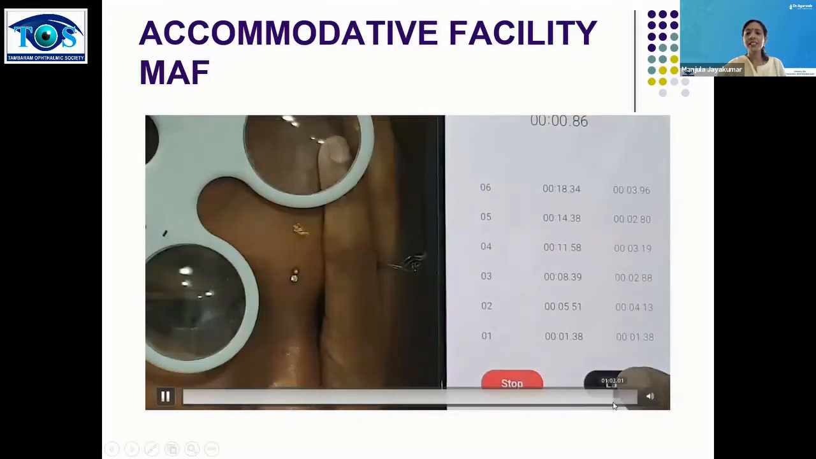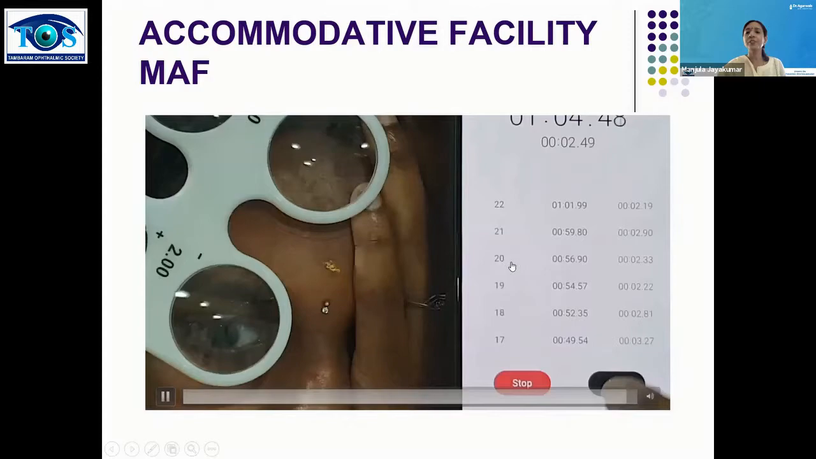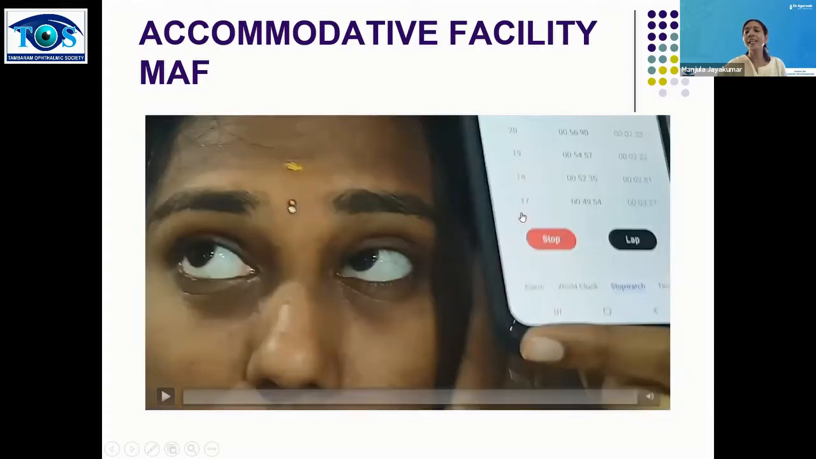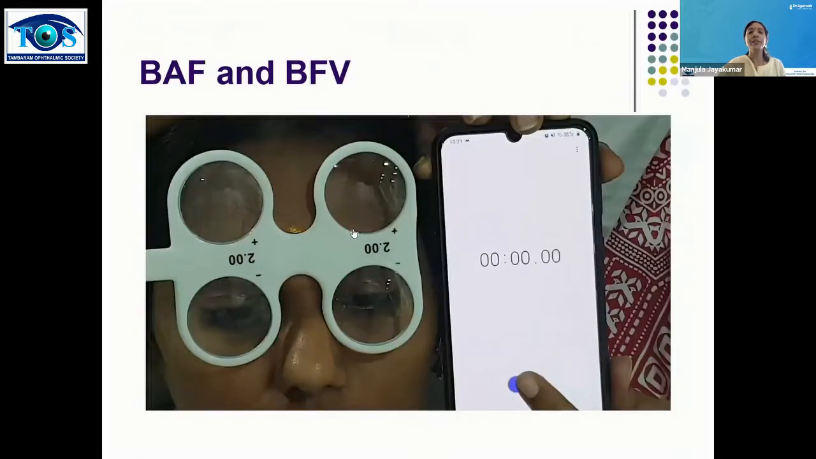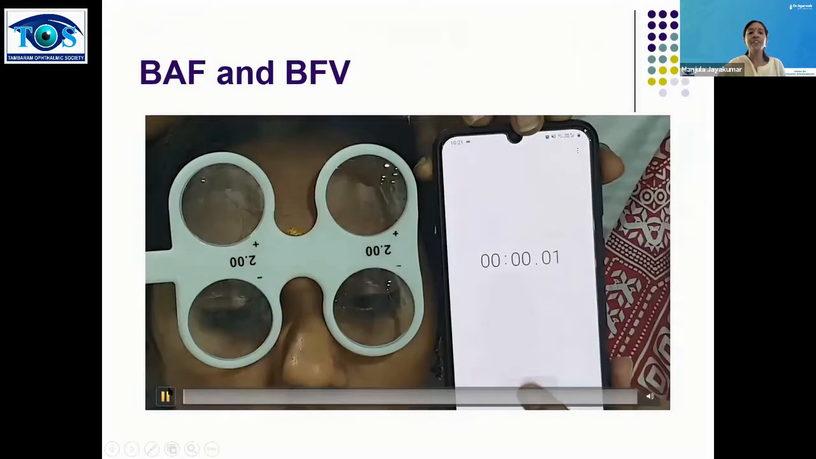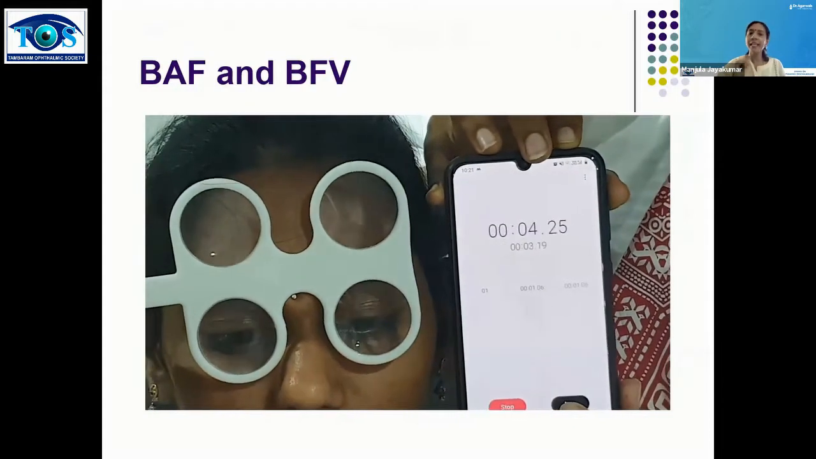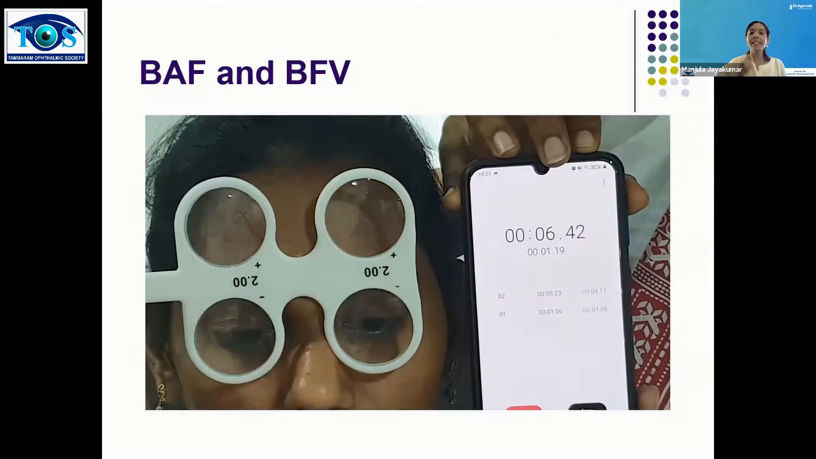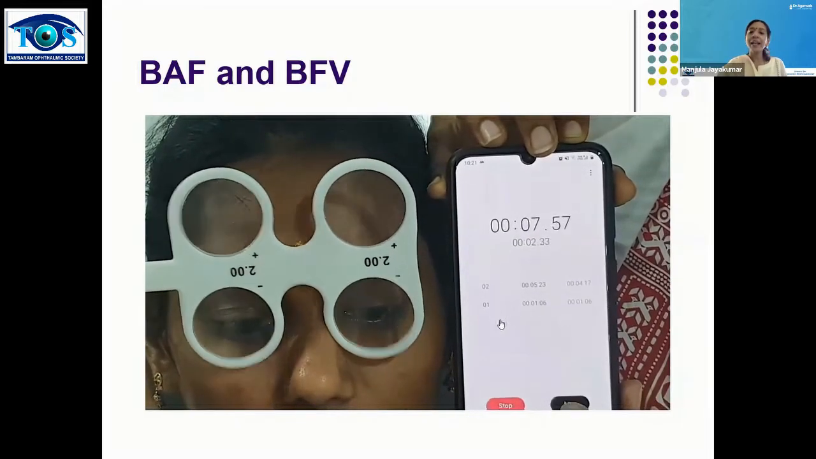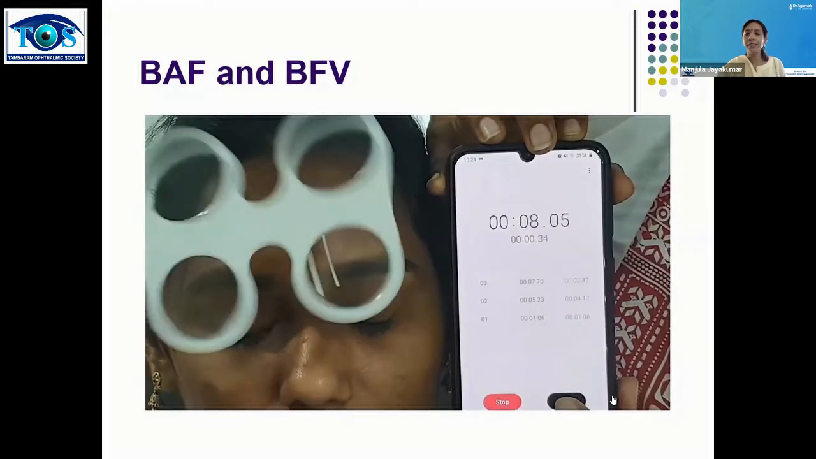So suppose this patient had 22 flips totally. Divided by 2, it is around 11 cycles per minute. This is how you measure. The same thing you can do binocularly with your +2/-2 flipper, and again divided by 2, you get your cycles per minute.